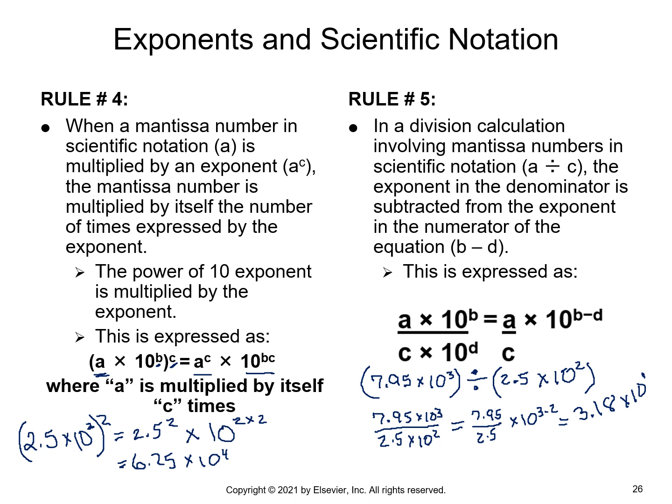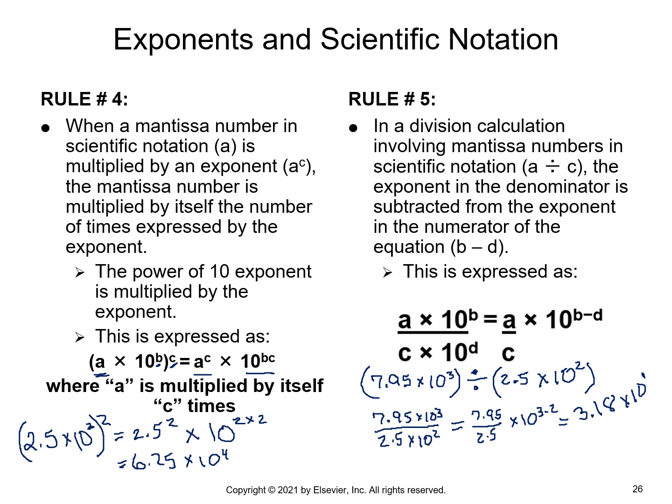So our example here is 2.5 times 10 to the second. And then that whole entire expression is also going to be multiplied by itself, or raised to the second power. So we're going to multiply by itself.